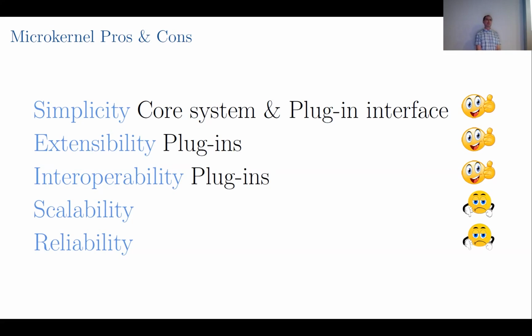Moving on, we're going to be looking at scalability and reliability as quality attributes later. There are going to be some issues when I want to try to scale up a microkernel architecture, and reliability, there's going to be some issues there. But simplicity, extensibility, interoperability, modularity are all things we get with microkernel.